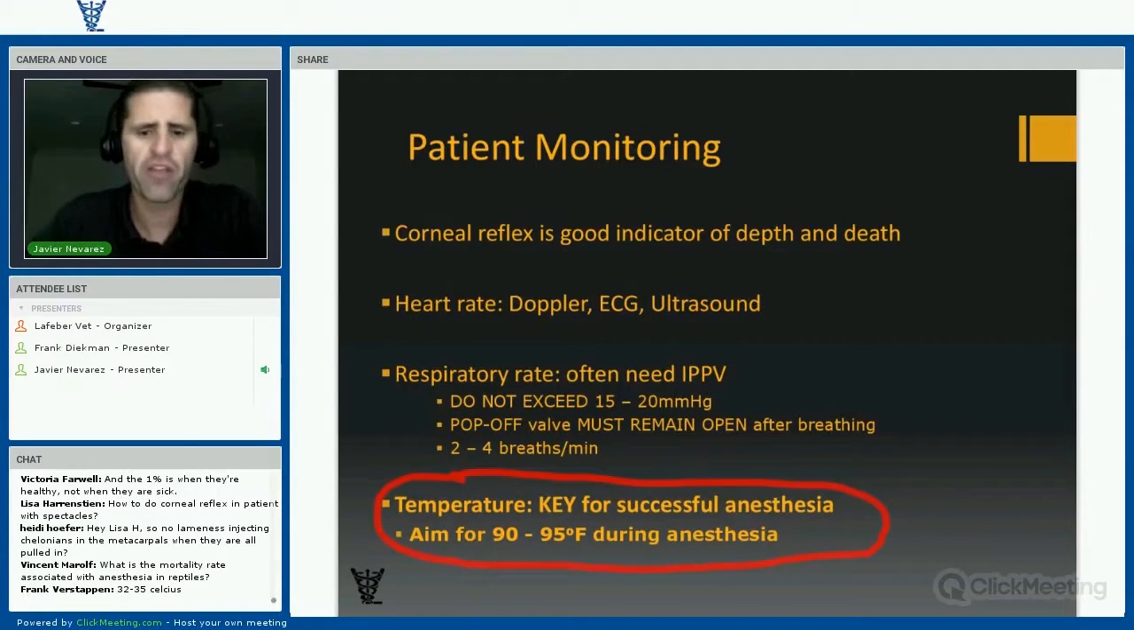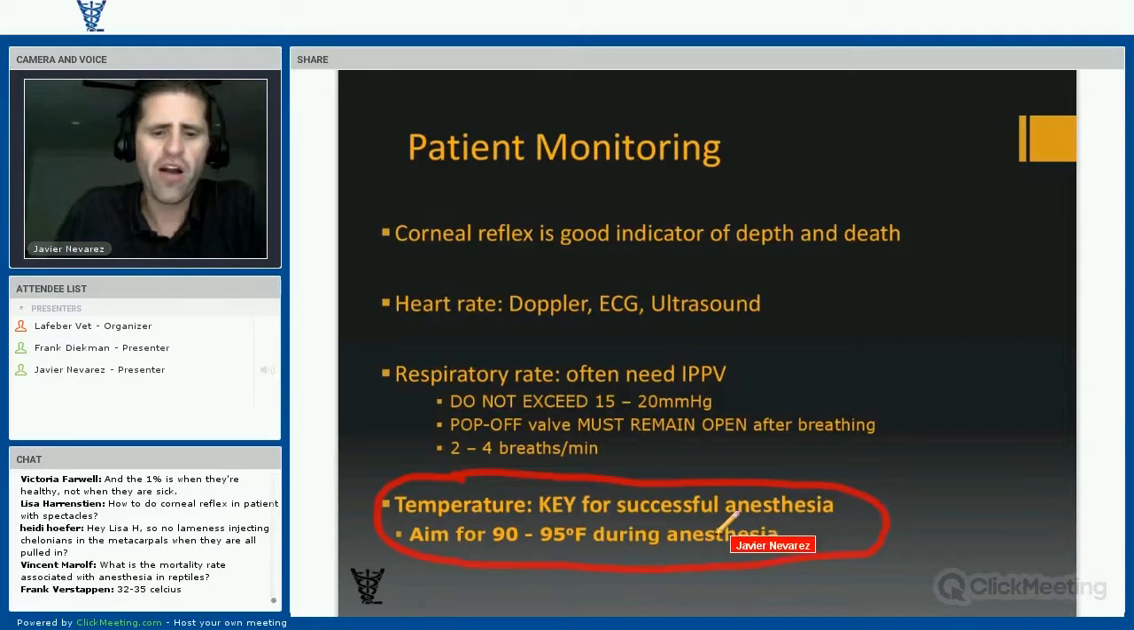Oh, I apologize to my colleagues on the Celsius scale. I should have done that in Celsius. My apologies. Oh, hey, Frank. So Frank here had included 32 to 35 Celsius.